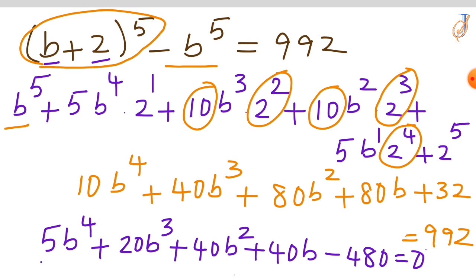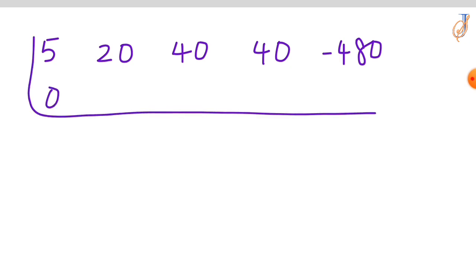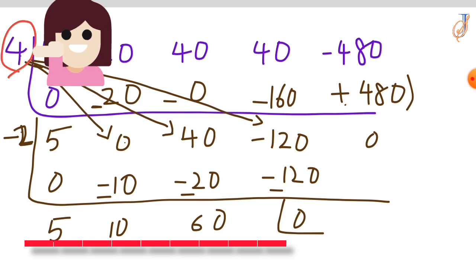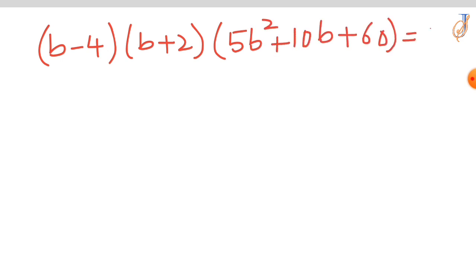For that, just take the coefficients of all the terms, that is 5, 20, 40, again we have 40, the last one is minus 480. Let's do with 4. Now if you do again with the minus 2, then you will get the roots: b minus 4, b plus 2, and then we have 5b to the power 2 plus 10b plus 60 equals 0.